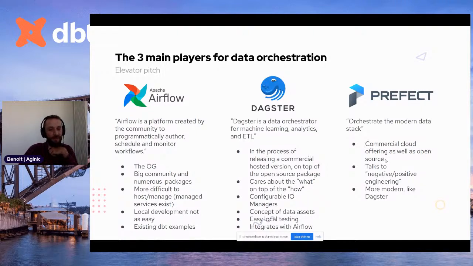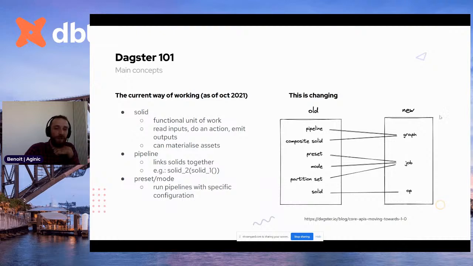So now that we introduced these three, let's dig a bit more into Dagster. In Dagster, you might hear me talking about a few different concepts. One of them is going to be the solids. A solid is defined as a functional unit of work. So this is one thing that you want to do. You would read some inputs, you would do an action and emit some outputs. That's the lowest unit you have in Dagster. And you can also materialize assets, which I will explain.